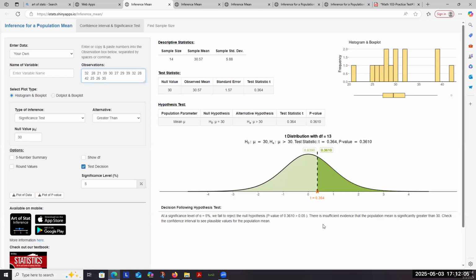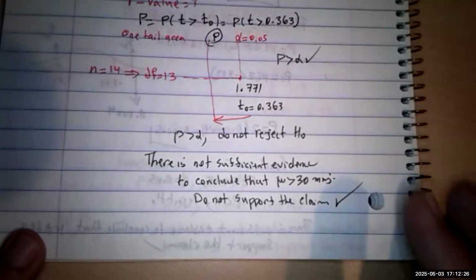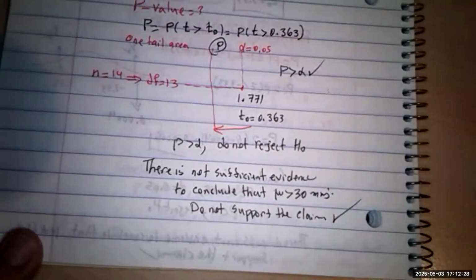And then you write something negative about the claim. There is insufficient evidence that the mu is greater than 30 minutes. So we do not support the claim. So get this one done. It's very easy application. Okay, so we have, I think, one more to practice on this one. I'm going to explain that one too.